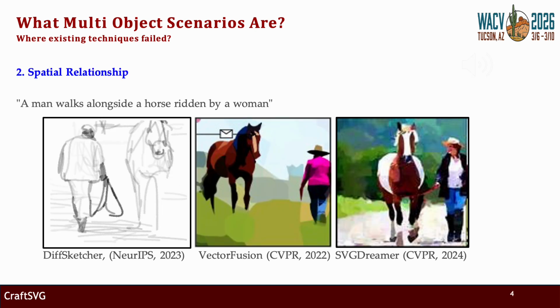Second, they fail at maintaining accurate spatial relationships. For example, accurately depicting a man walking alongside a horse ridden by a woman proves incredibly difficult for these baseline models, often resulting in merged or misplaced subjects.